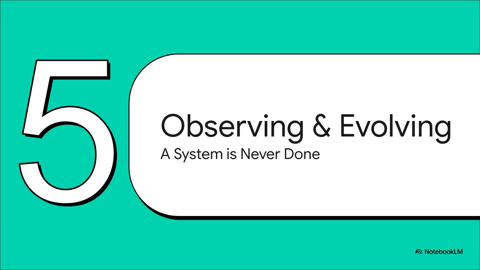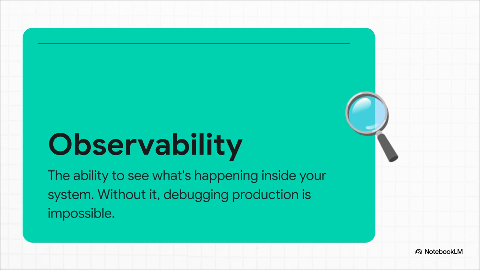Okay, we've built it, it's scalable, it's resilient, it has a great memory. We're done, right? Not even close. A production system is a living, breathing thing. And to keep it healthy, you have to be able to see what's actually happening on the inside. The technical term for this is observability, and it's non-negotiable.